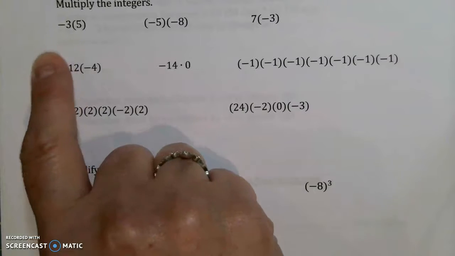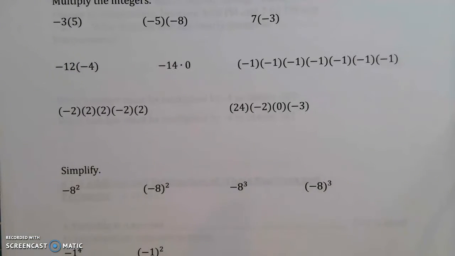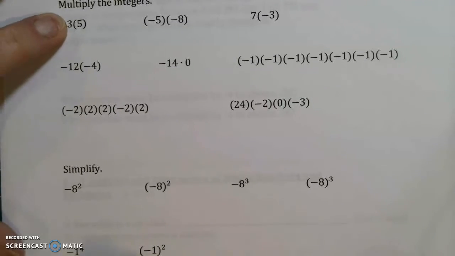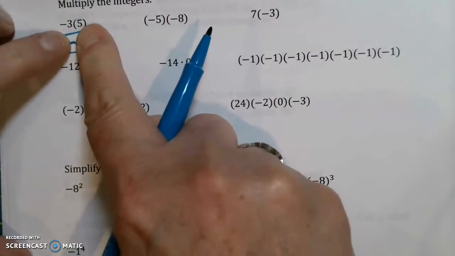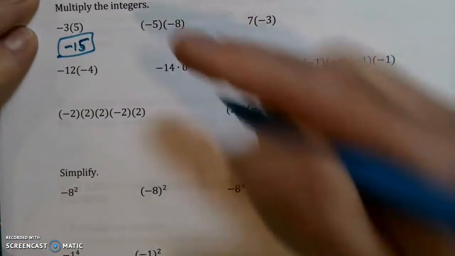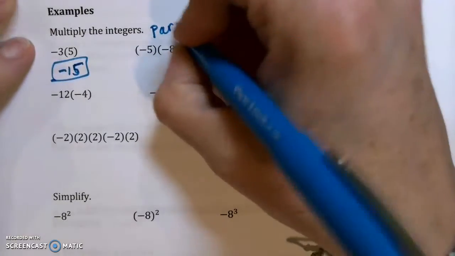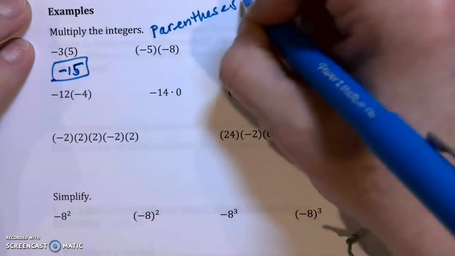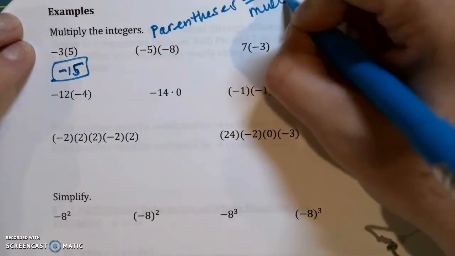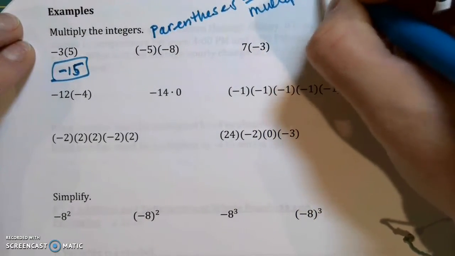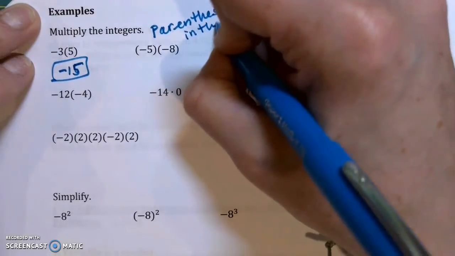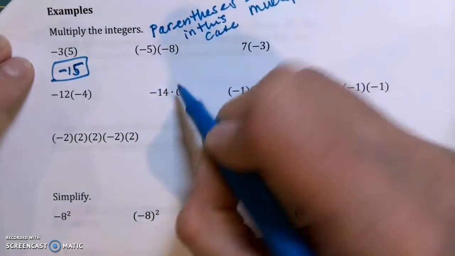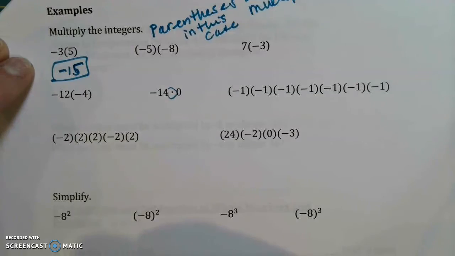All right, so -3 times 5. So the signs are different. So that automatically means my answer is going to be negative. So then I just pretend it's 3 times 5. So -15. Now, notice here that parentheses mean multiplication. In this case, equal multiplication. Also, the dot equals multiplication.